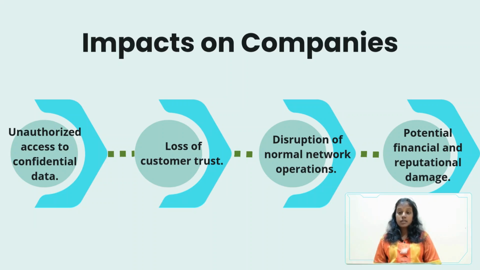Then there's the disruption of normal network operation. The systems might be slowed down, crash or go offline completely. And finally, all of this can cause serious financial and reputational damage. Companies might lose money and their brand image can take a big hit. So, in short, one attack can cause a chain reaction of problems for any business.